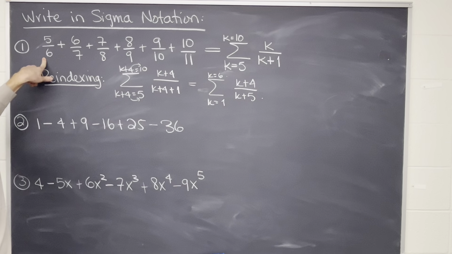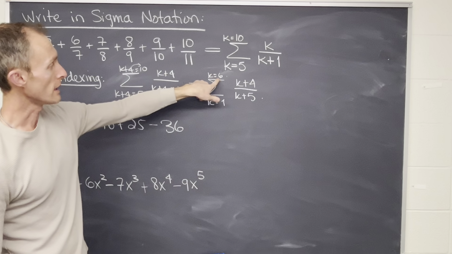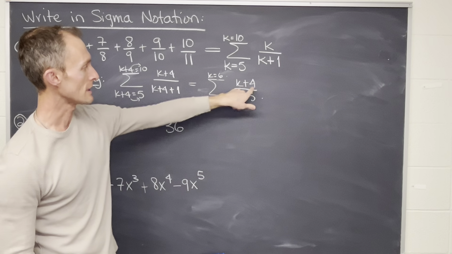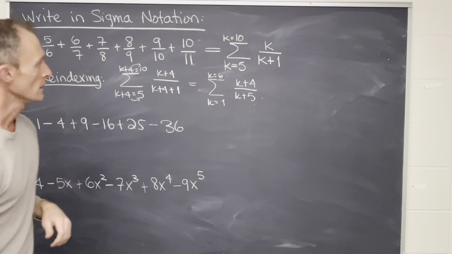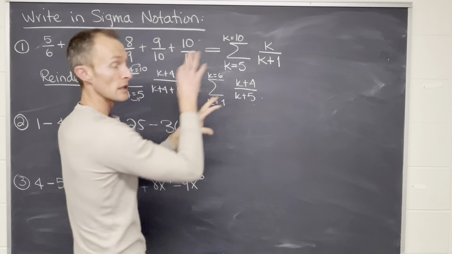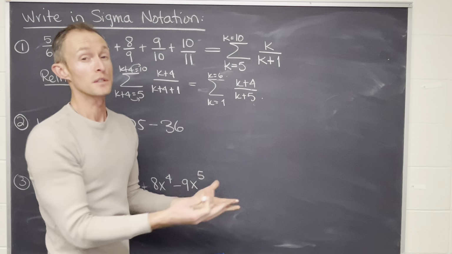I got my first term. If I go to the very last one, k is equal to 6, I'm going to get 6 plus 4, that's 10, over 6 plus 5, that's 11, 10 over 11, boom. I get my last term. Okay? So these two sums, even though they look vastly different, they're literally saying the same thing.